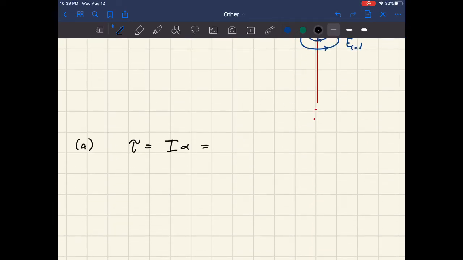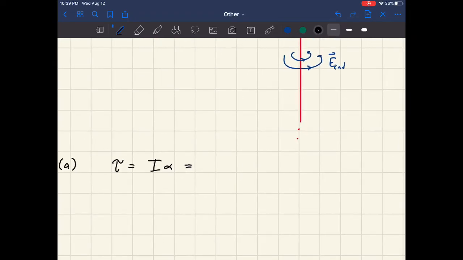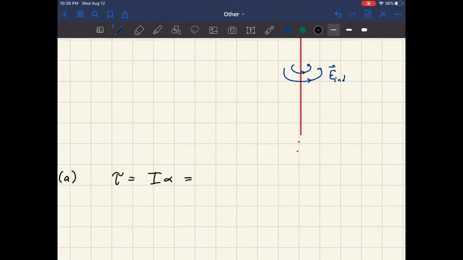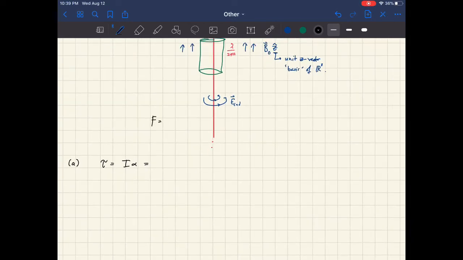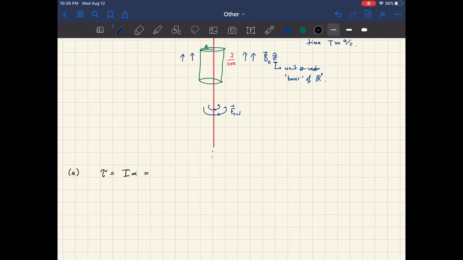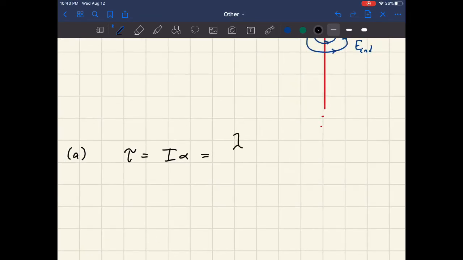This I alpha is also equal to the force times the moment arm, as you know from your physics class. So what exactly is the force that's being applied? Force is equal to Q times E, where E is the electric field. Q can be expressed by the charge density: lambda over 2 pi A is your surface charge density, so you multiply it by 2 pi A to get your total charge, right?